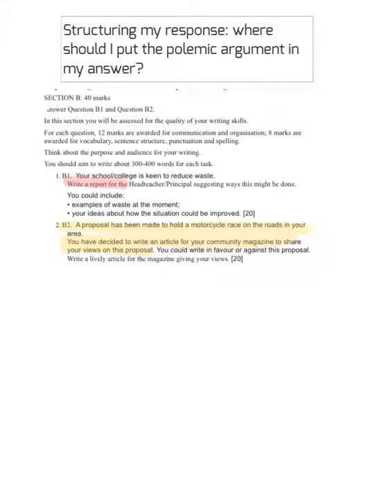Okay, so if we bring up the question again, a proposal has been made to hold a motorcycle race on the roads in your area. Write an article for your community magazine. Now I also want to draw your attention to the bottom here. It actually says write a lively article for the magazine. That means we've got to really engage the reader straight away. We've got to make it quite entertaining. We have to make sure that we're going to keep their attention.